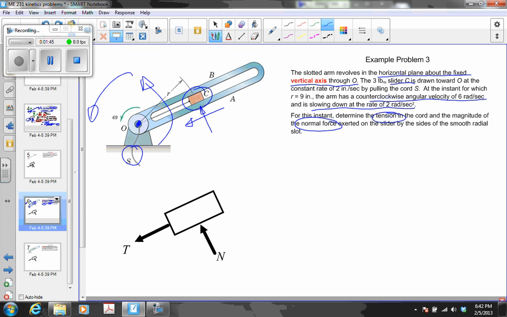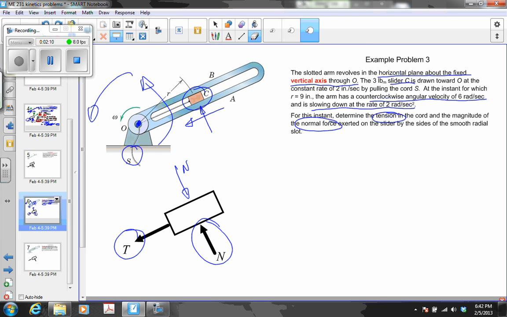We just have the tension of the cable, T, away from the body, so the tension is pulling the block so that it moves towards O. And then I'll arbitrarily assume this normal force is in that direction. I could assume it to be in the other direction. And regardless of what direction I assume, if I get a positive result, that means my assumption was correct. If I get a negative result, it means I was incorrect. So we'll go with this normal force. Coordinate system: there's the r direction, as always, and the theta direction would be there.